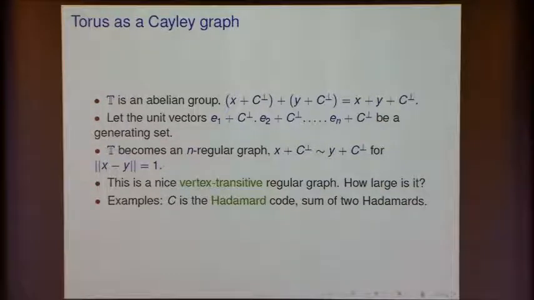So here are a couple of examples just to get a feeling for what kind of graphs you can expect to get. So let's take C to be the Hadamard code. So here n is 2 to the k minus 1, and this is a generating matrix of C, and I'm writing here all the non-zero vectors of length k. Right. So this is k, and this is n.